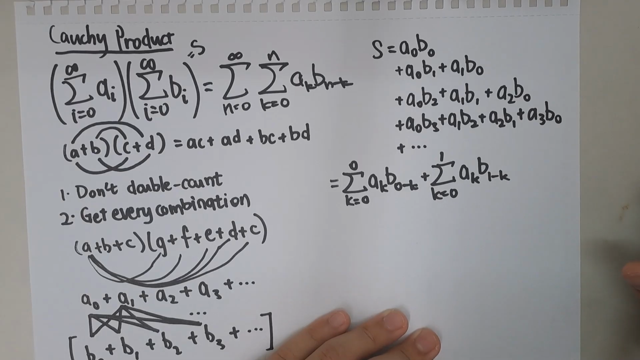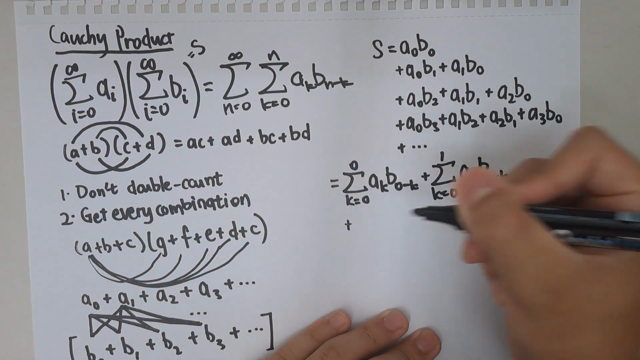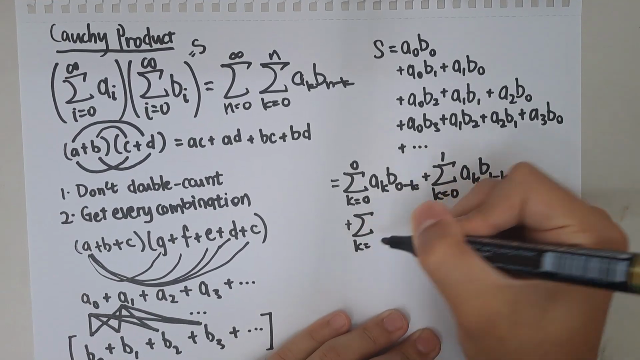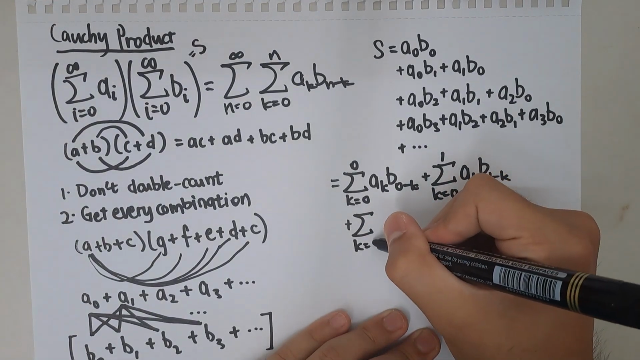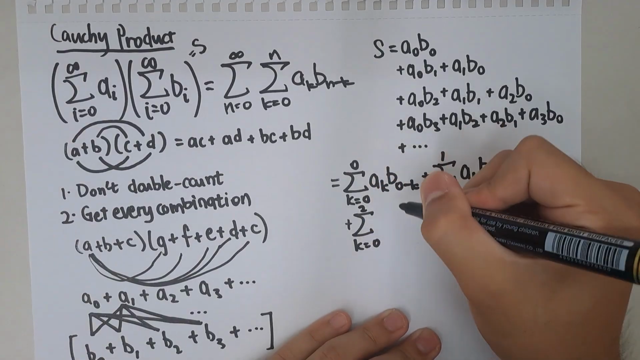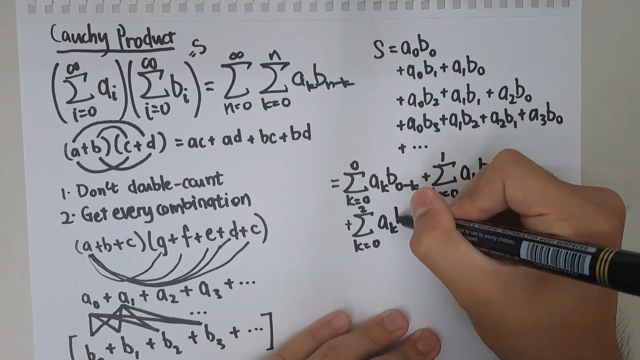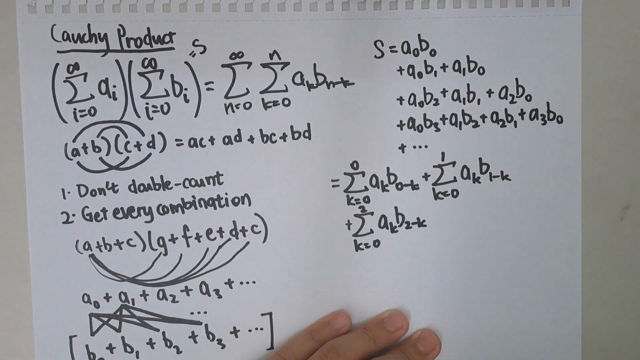And you can check, but the rest will also have a similar structure. So we have the sum as k goes from 0 to 2 of A sub k times B sub 2 minus k.